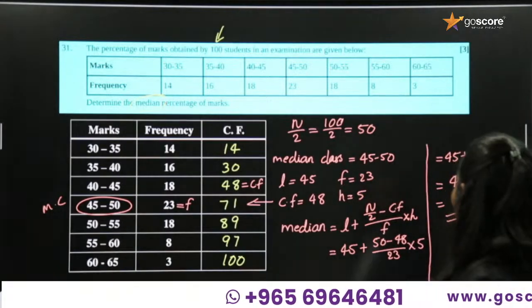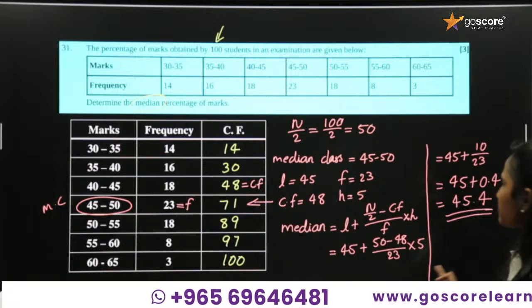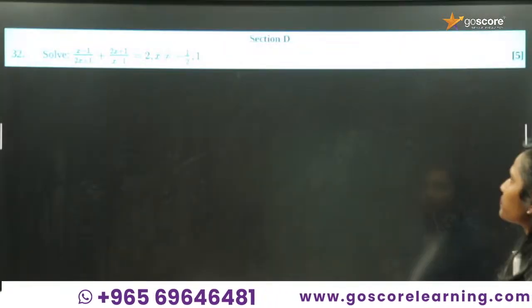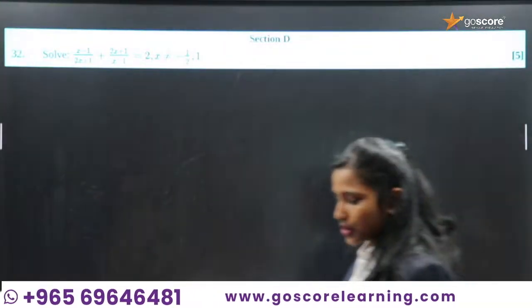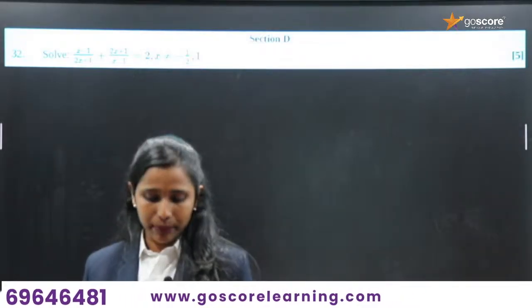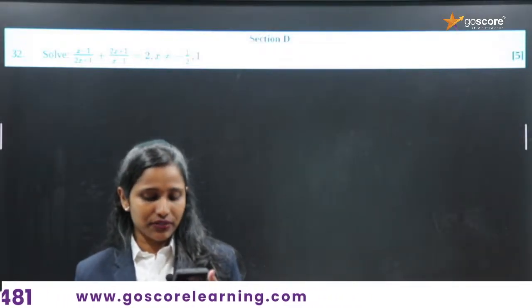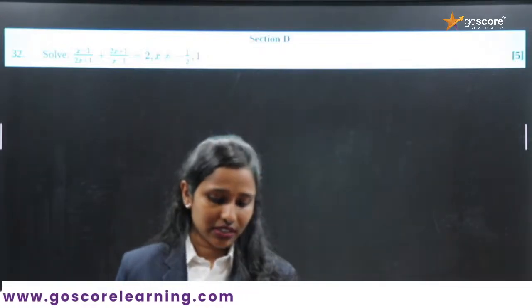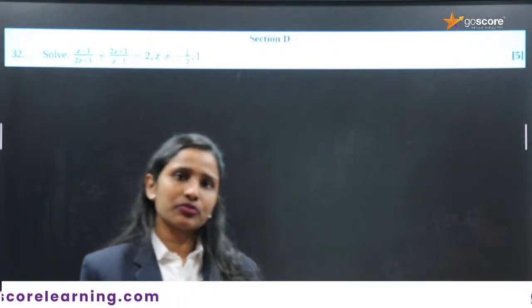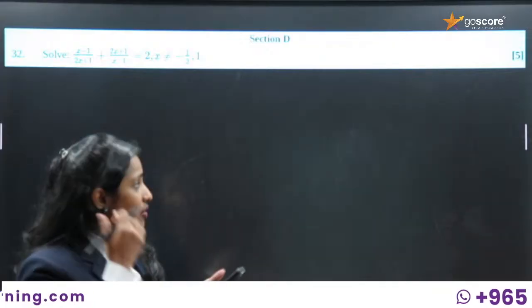Okay. So the next question, it is the section D question. Correct answer: F is 23, CF is 48, H is 5. All right, correct. Yeah, 45.43. You can take the next value also.